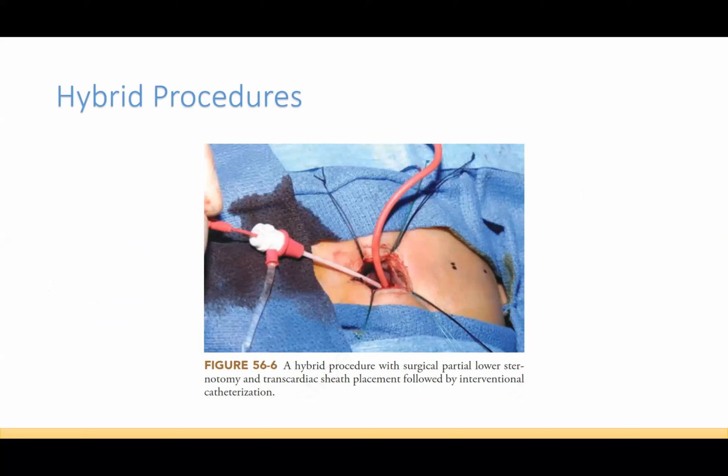So speaking of which, the hybrid procedure: this is a picture showing the angiocatheter in a hybrid procedure, along with the mini sternotomy in the lower side of the sternum. So this is the main concept of the hybrid procedure, the angio along with the surgeon at the same time.